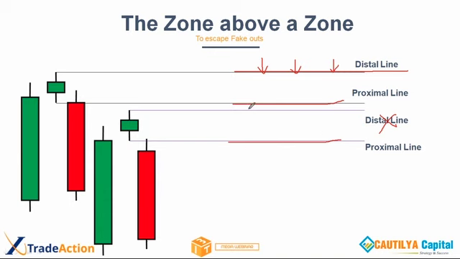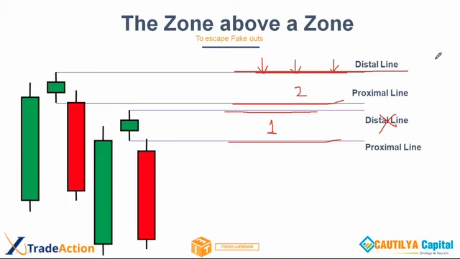There are times when people do this. They take one lot here. If price breaks, they don't put a stop loss. They take the second lot here, and this will be their stop loss. If that stop loss is hit, they'll cut both lots and take the trade. This is the double entry mechanism people follow.